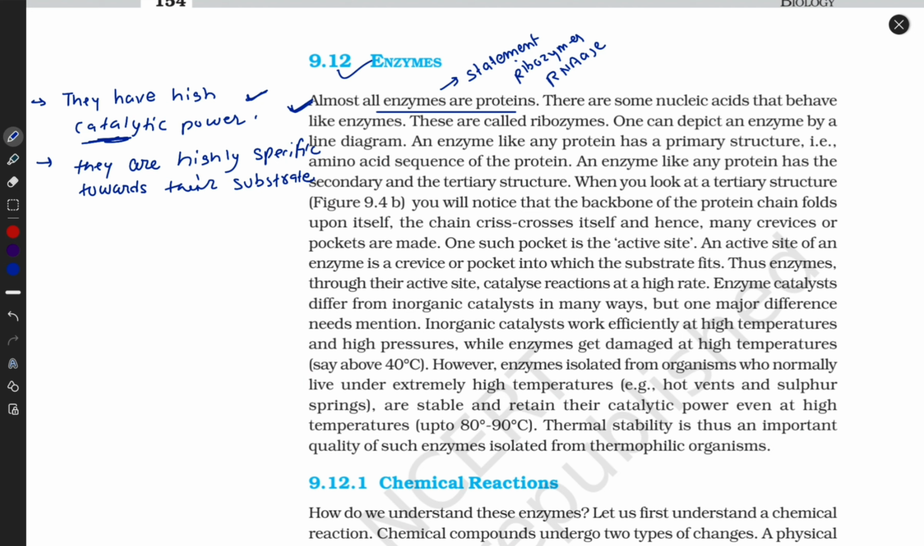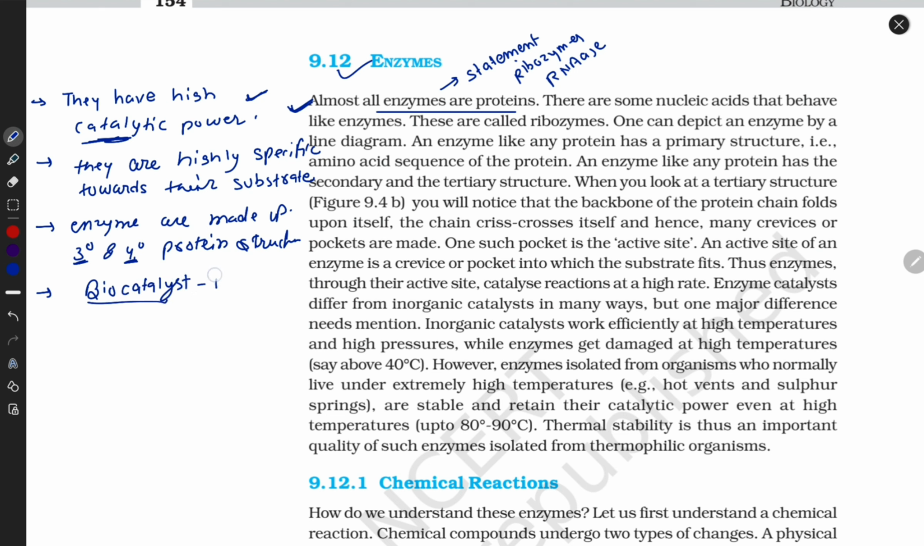Next, most of the enzymes are protein. We know that. It means enzymes are made up of tertiary and quaternary protein structure. I previously discussed that. What is the tertiary structure of protein and what is the quaternary structure of protein? Inside our body, these enzymes work as a biocatalyst. Inside the body, we call it a biocatalyst. Human body, animal body, living things' body. What do they do, guys?